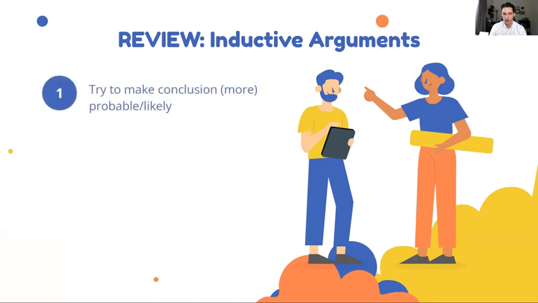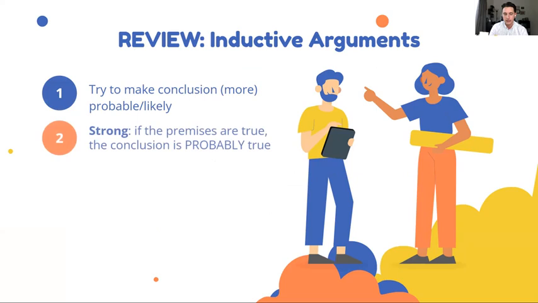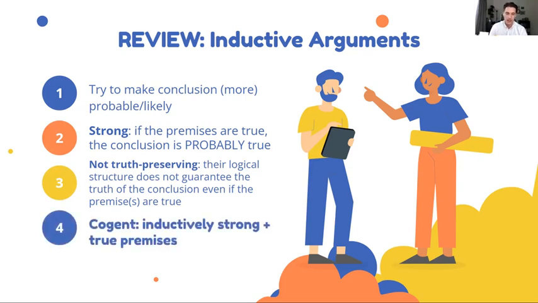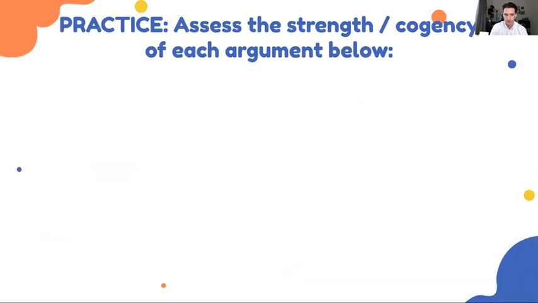So to review inductive arguments, we try to make the conclusion more probable or likely than not. We say that inductive arguments are strong when, if the premises are true, the conclusion is also probably true. They're not truth preserving like deductive arguments are, though. Their logical structure does not guarantee the truth of the conclusion, even if the premises are true, right? So even if we have 99% certainty, it doesn't guarantee that the conclusion will necessarily be the case. And a cogent argument is any inductively strong argument with all true premises and a true conclusion.